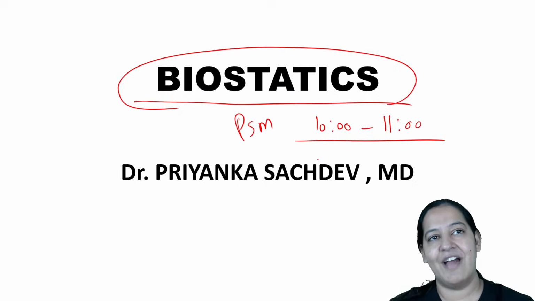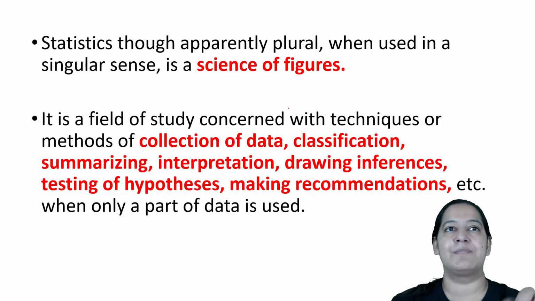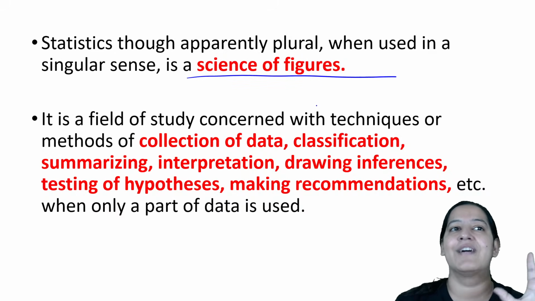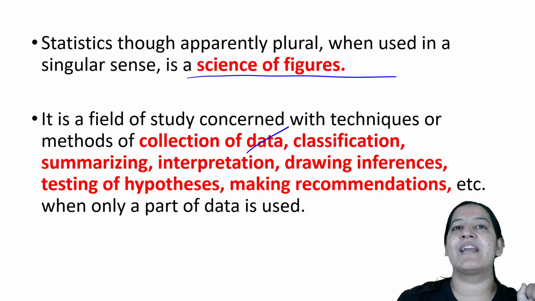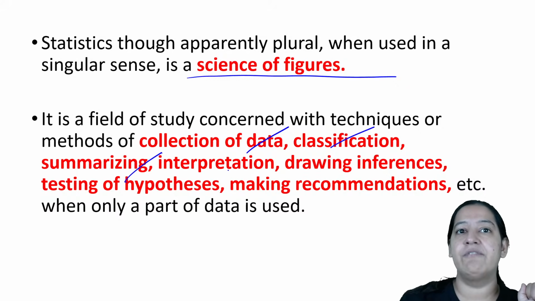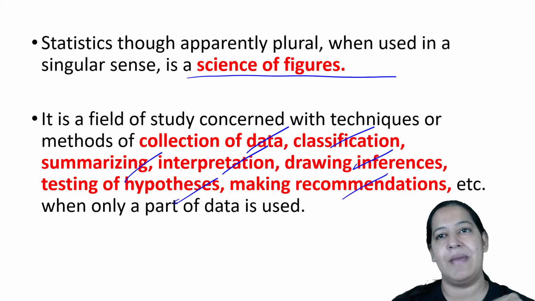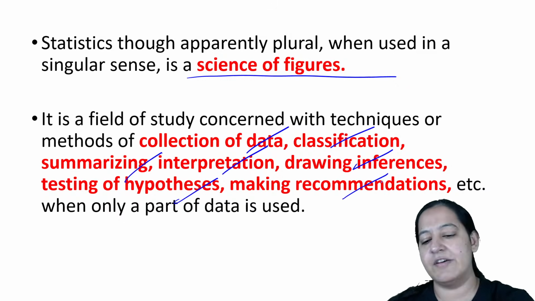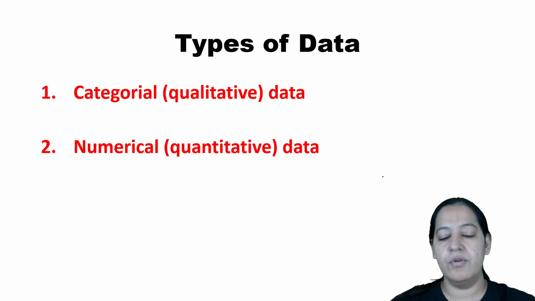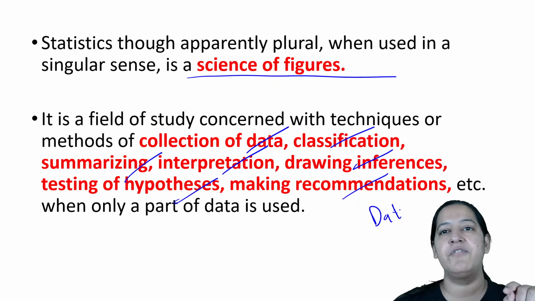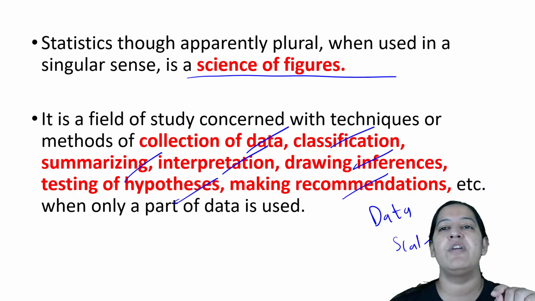In the last lecture, I told you what biostatistics is. Biostatistics is the science of figures, where we collect the data, classify the data, summarize it, interpret it, draw the inference, test the hypothesis, and make the recommendations. These are all parts of biostatistics. In the last lecture, we studied only two things: data, the types of data, and the scales on which we measure the data.